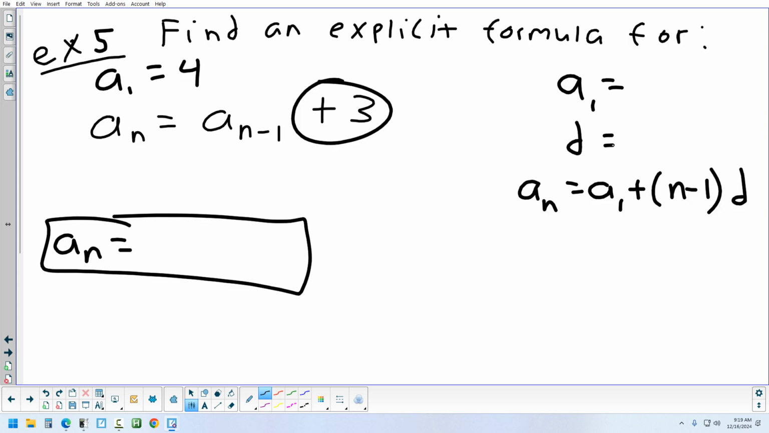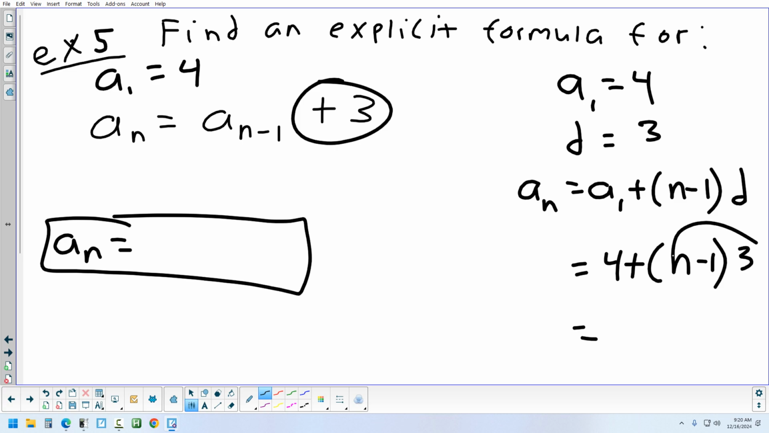Okay. What is the first term in this sequence? 4. So we're going to fill in a 4. And what is it that you're adding each time to get from one to the next? 3. So it's going to be 4 plus n minus 1 times 3. And if we do this out, what's 3 times n? 3n. What's 3 times negative 1? Negative 3. Minus 3, and we have a plus 4. Plus 1. Okay, so that should be our formula.